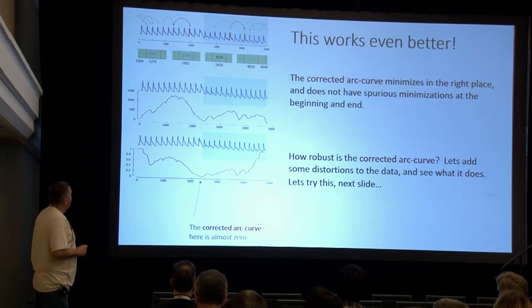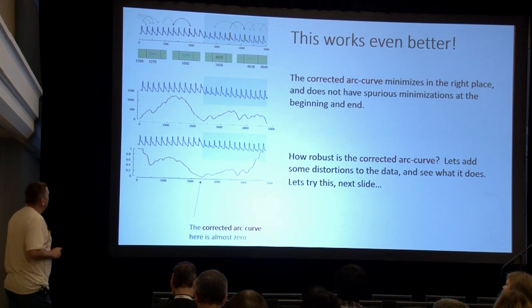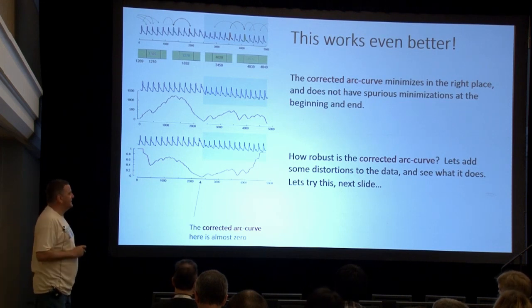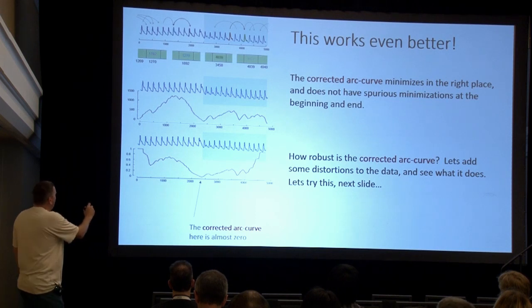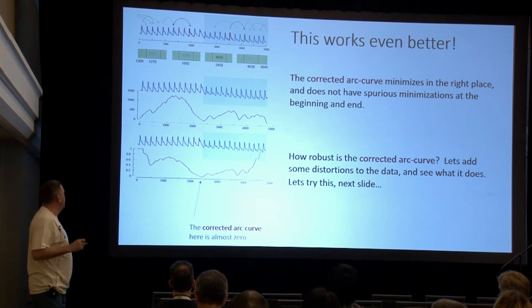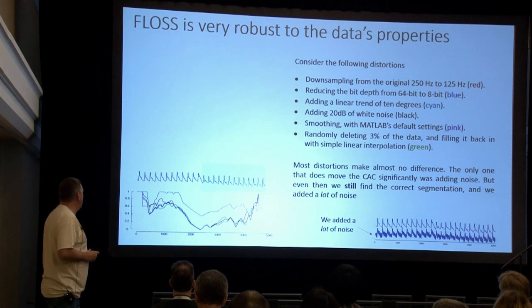OK, this data set actually is nice and clean and beautiful. Suppose it's a more complicated data set. Let's try this by adding some noise. Let's take this data set and corrupt it and see if it still works. We can corrupt this in many ways.